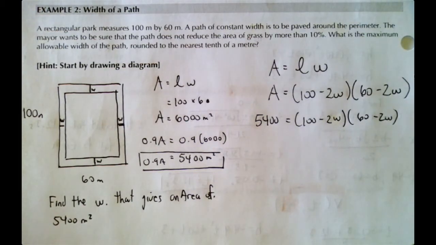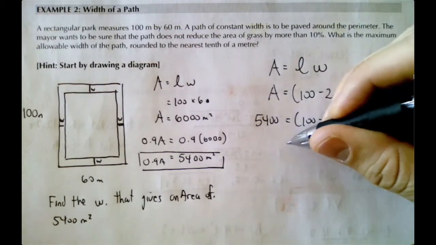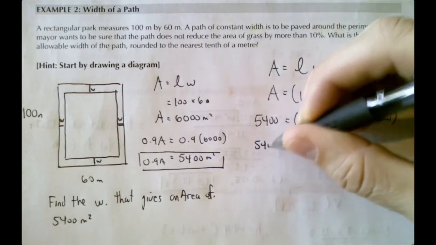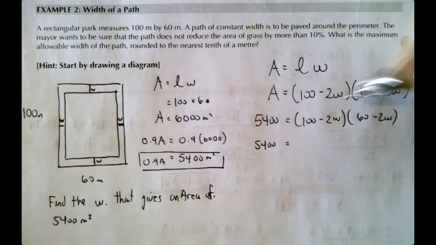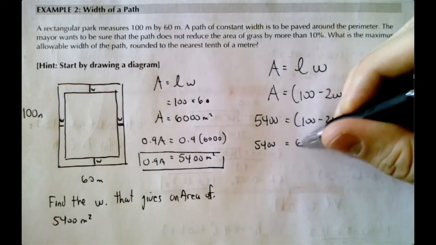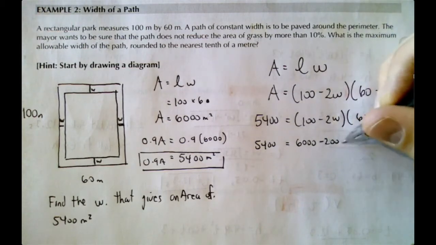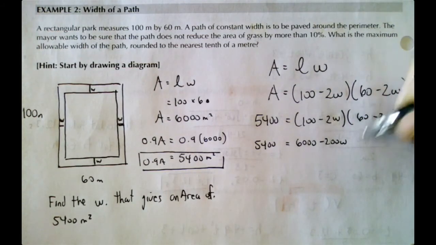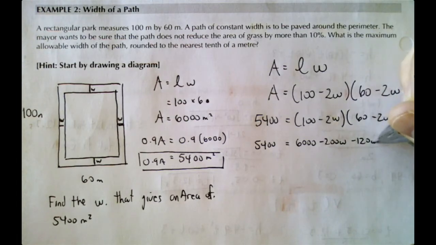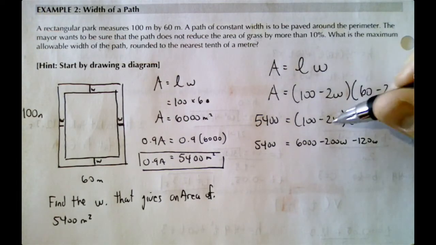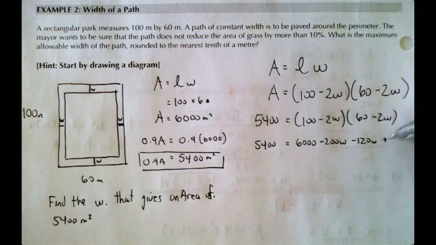Well, how do we solve? Well, we expand, collect like terms, move everything to one side, and see if we can solve it. Well, let's take a look. 5,400. Let's FOIL this out. 100 times 60 is 6,000. 100 times negative 2W is negative 200W. Negative 2W times 60 is negative 120W. And negative 2 times negative 2 is 4W squared.